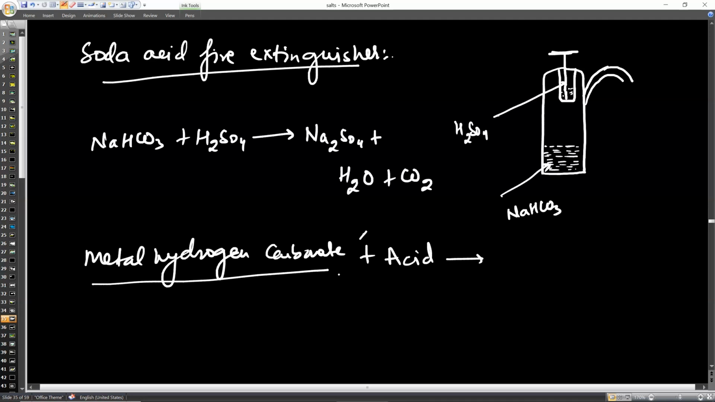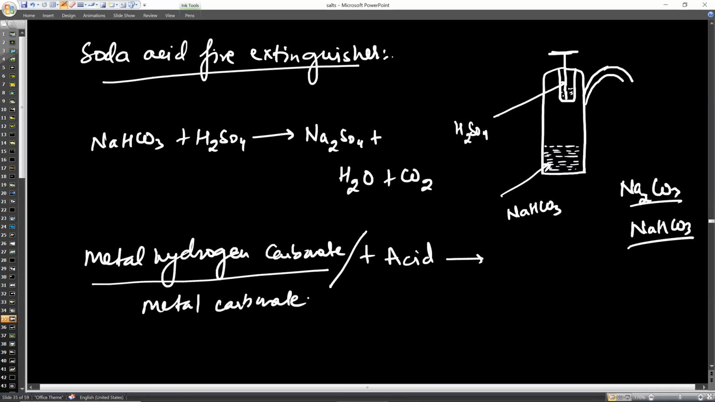If it is a metal carbonate or metal hydrogen carbonate, like sodium carbonate, Na2CO3, or NaHCO3, sodium hydrogen carbonate, both if they react with acid, they will give you salt plus water plus carbon dioxide. And this carbon dioxide is used to extinguish fire.